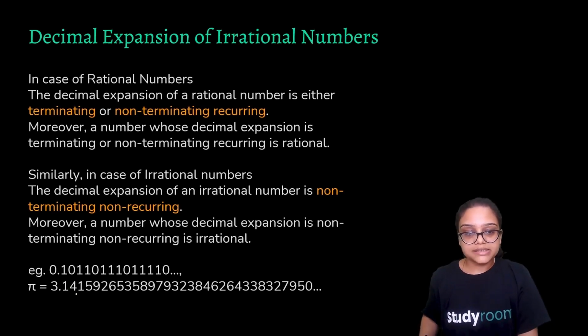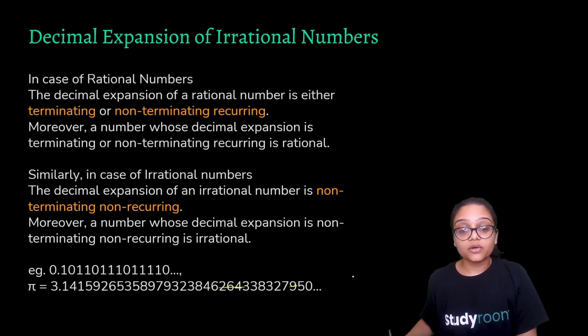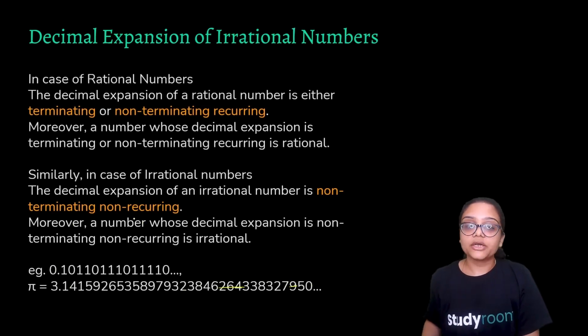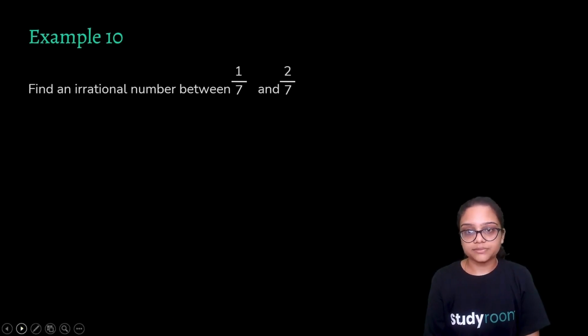Suppose pi. See that there is no pattern followed. The digits are not repeating, but they are not terminating either. So non-terminating, they are not stopping, but non-recurring, they are not repeating. So this is the way to identify types of numbers. I hope you're clear about how to identify whether it's a rational or irrational number. You can see the decimal expansion. These questions are frequently asked in MCQs too.